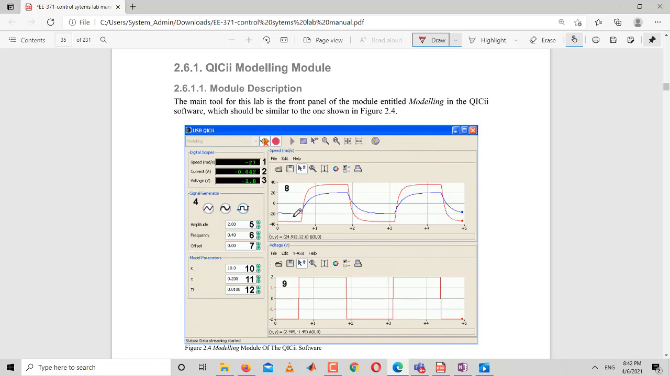So this blue one is the actual desired output for speed, what it should be practically, but the red one is what we are achieving for the input voltage being applied, shown here in this panel. So we want to use a controller in such a way that these desired and actual values match one another.